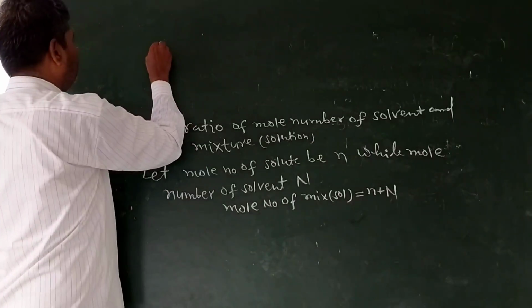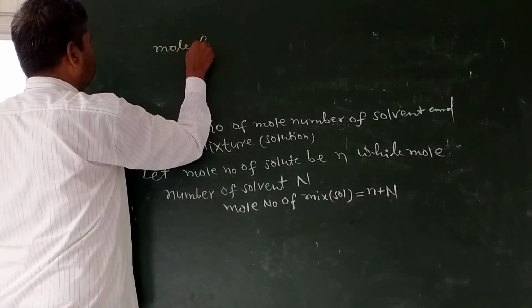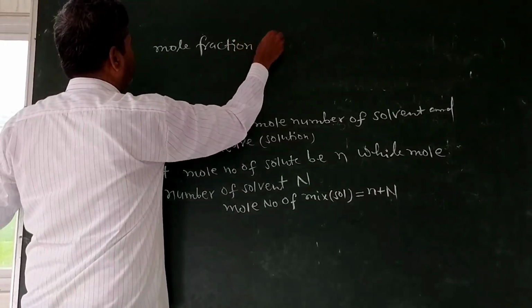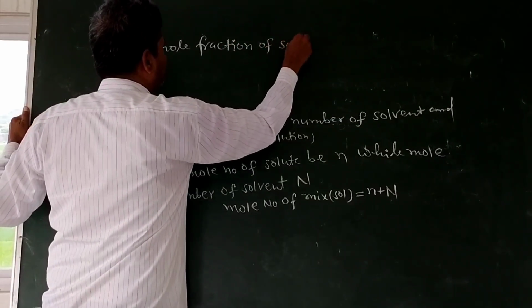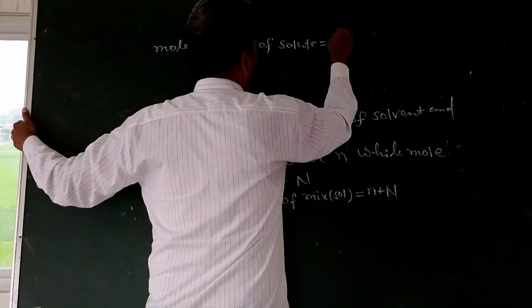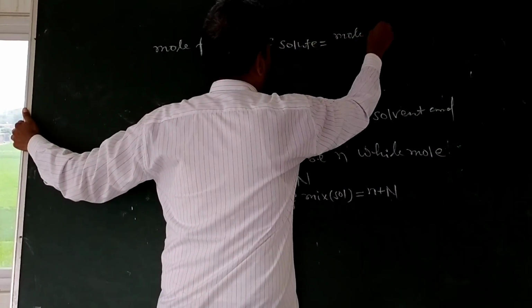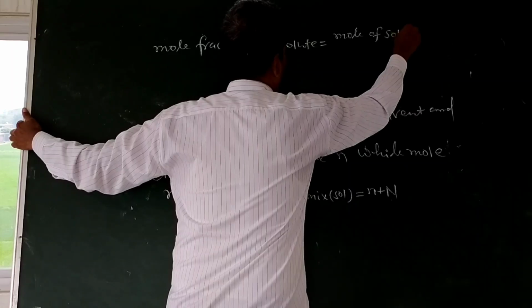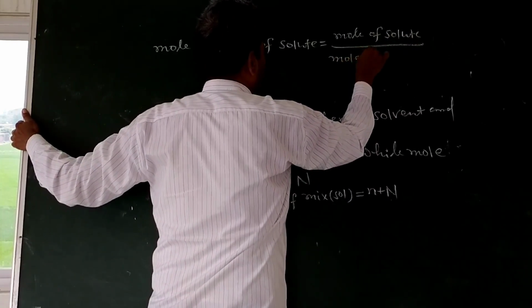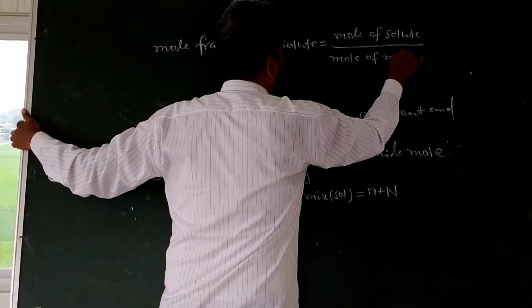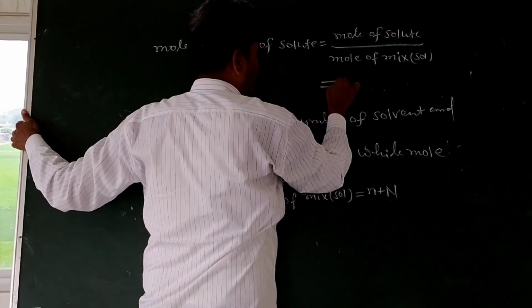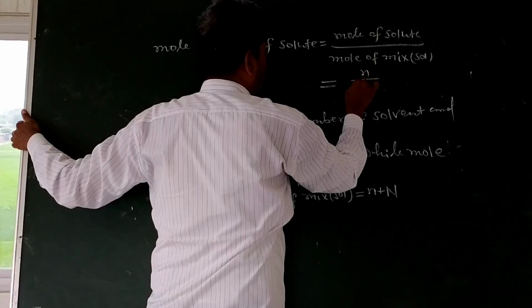Now, mole fraction of solute is equal to mole of solute upon mole of mixture, that is solution. So this will be equal to n upon n plus N.